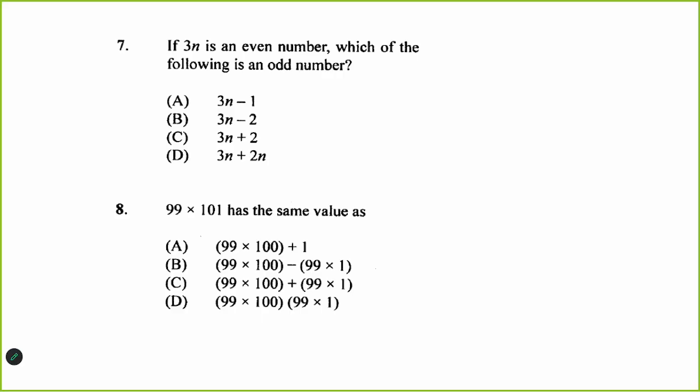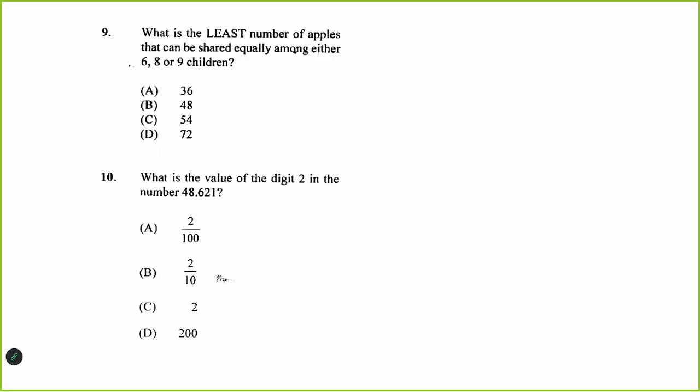Right, this one, if 3n is an even number, which of the four is an odd number? If you subtract 1 from an even number, you'll always get an odd, so it'll be E. This one is expansion. That's 99 by how many hundreds? 100 plus 99 by how many ones? 1. So C is the answer.